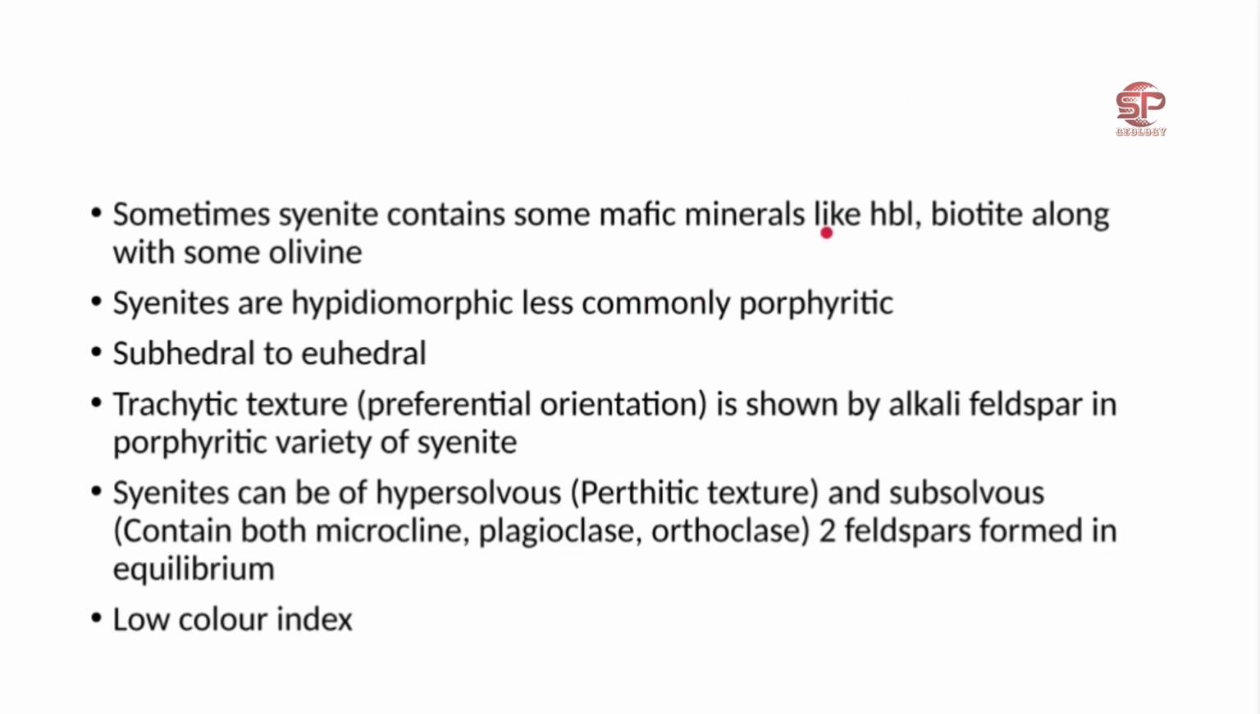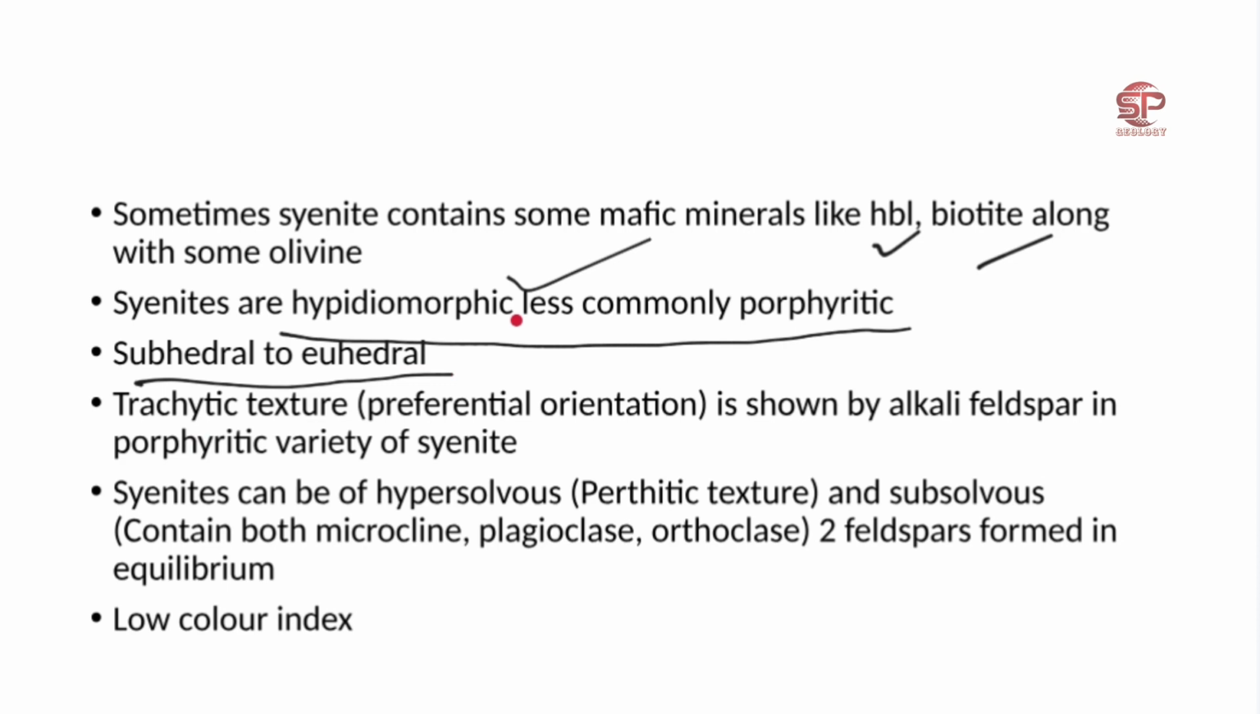Sometimes syenite contains mafic minerals like hornblende and biotite. This one is important: equigranular and less commonly porphyritic texture, with subhedral to euhedral grains. It also shows trachytic texture, that is, preferential orientation along the flow direction. Trachytic texture.